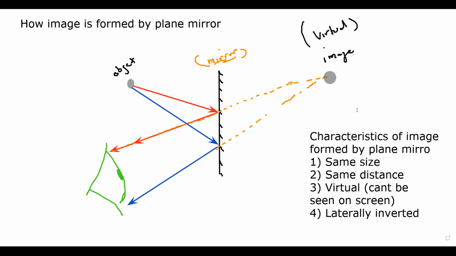Is it clear how the image is formed by the plane mirror? Any doubt till this point?